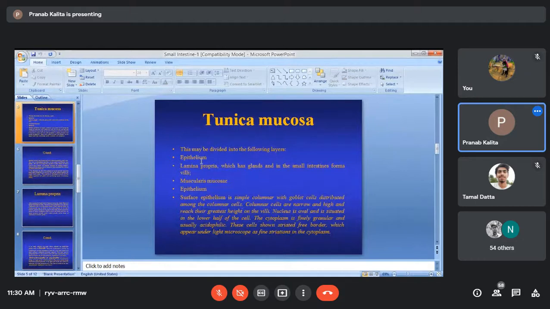So we are talking about the epithelium. The surface epithelium is simple columnar with goblet cells distributed along the columnar cells. The columnar cells are tall and reach their greatest height on the villi. The nucleus is oval, situated on the lower half of the cell. The cytoplasm is granular and usually acidophilic.